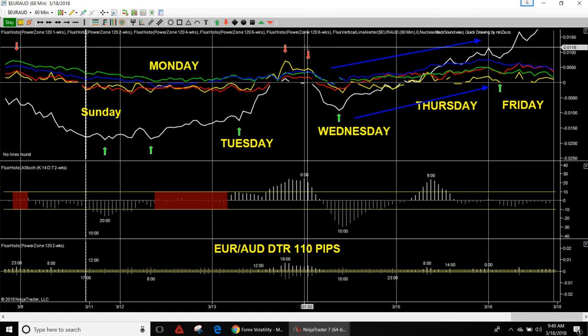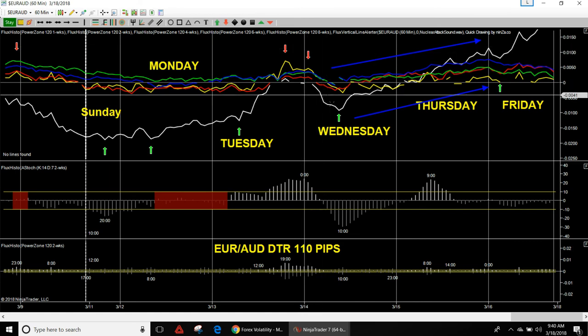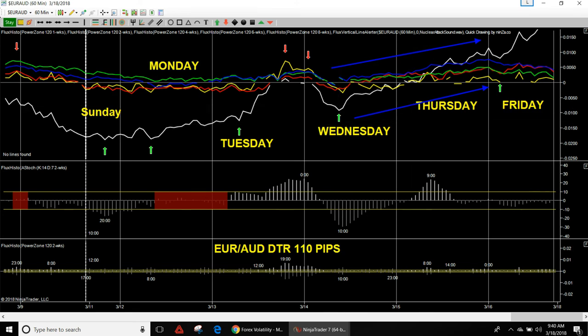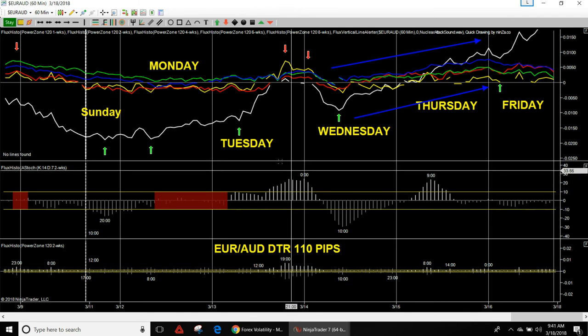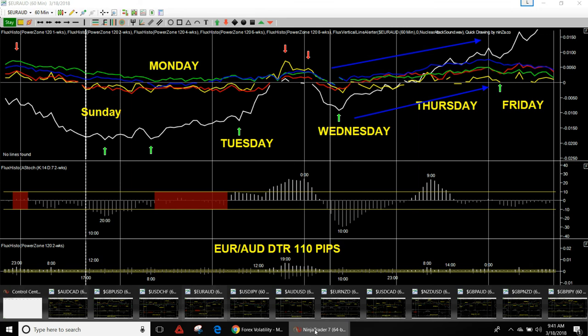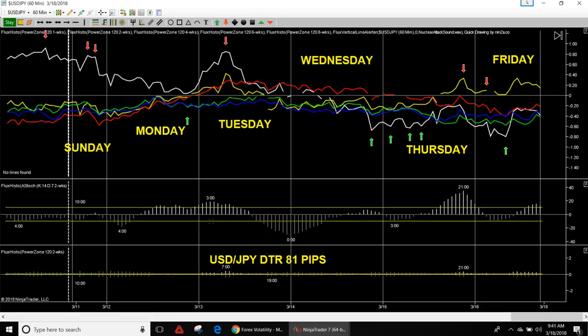And 1 a.m. in the morning, look for a down move on the Euro Australian to Wednesday. 9 a.m. in the morning, look for an up move for the rest of the week. All right, you're going to get a little pullbacks here and there, but overall, it looks like it's going up. All right, that is the Euro Australian daily trading range, 110 pips. All right, next up is going to be the US Dollar JPY.